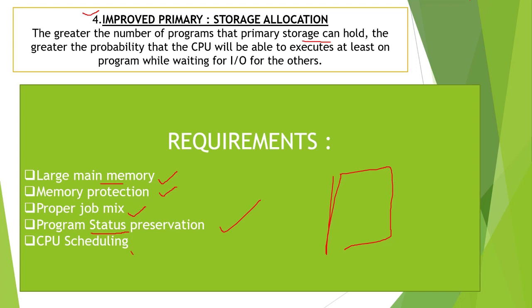Okay, next is CPU scheduling. When there are multiple programs in the main memory, one job is to decide which program will get the CPU, which program will wait for the CPU, and which will get the IO devices. So basically, CPU scheduling is also there in a multi-programming system.